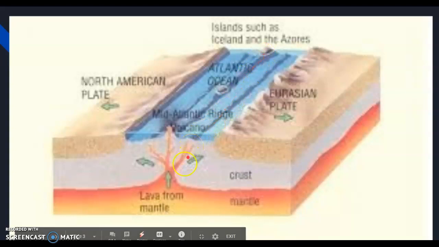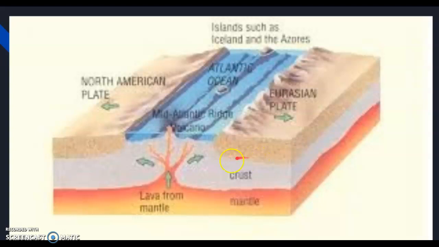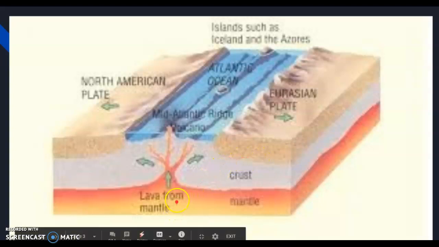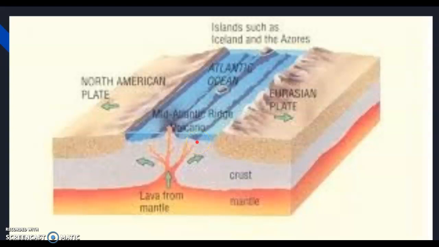Here we can see that the plates moved away from each other, forcing the lava from the mantle to go through the crust up to the surface. The Mid-Atlantic Ridge separates at a rate of about 0.02 meters per year, which means that North America and Europe move away from each other at the rate it takes for our fingernails to grow.